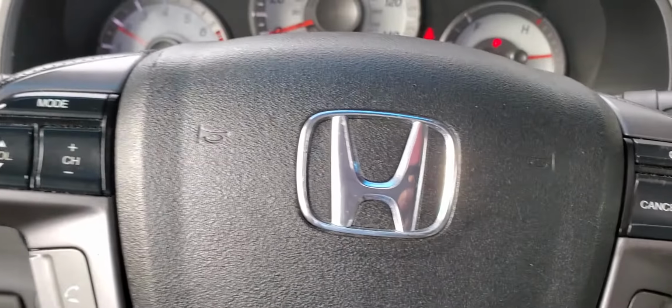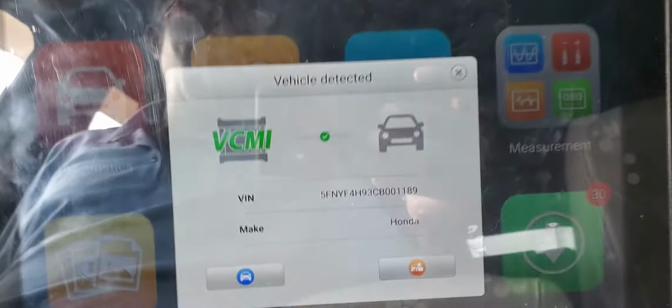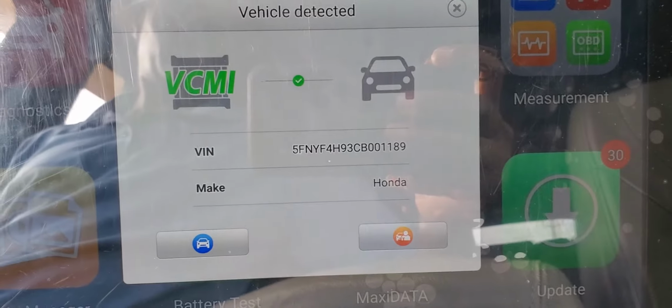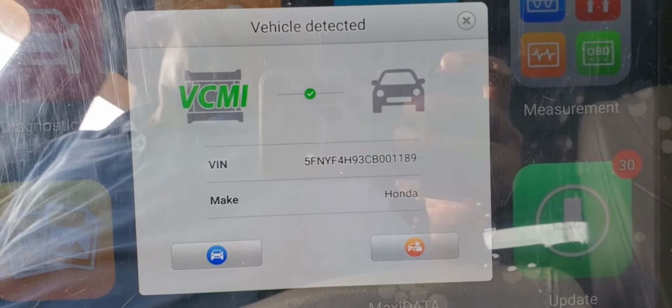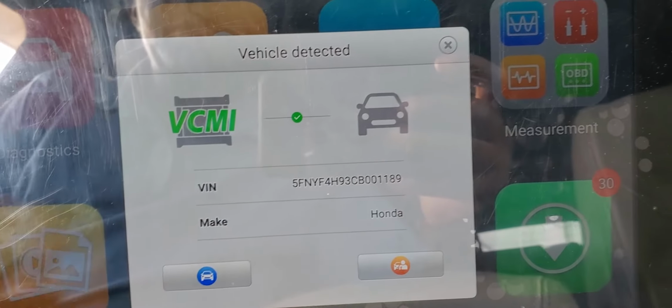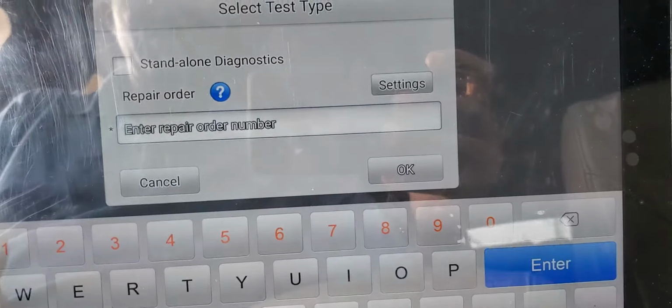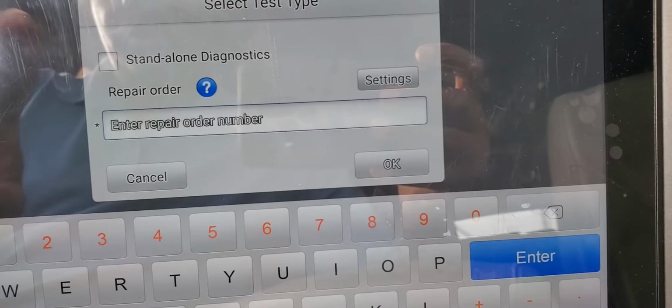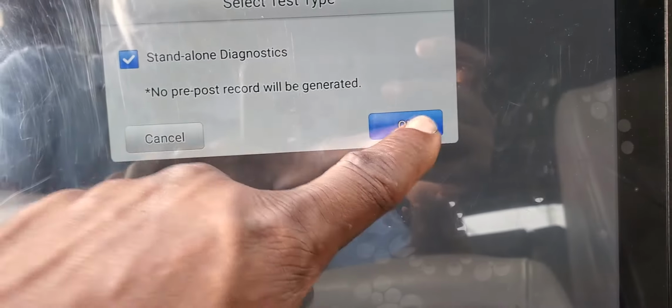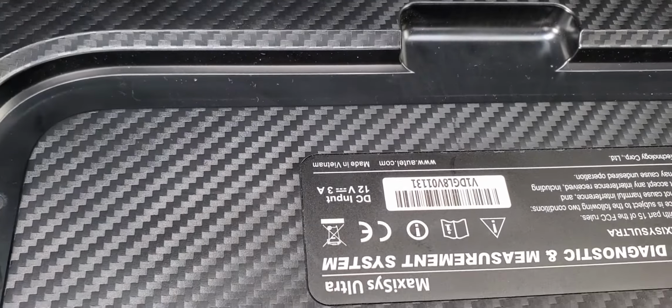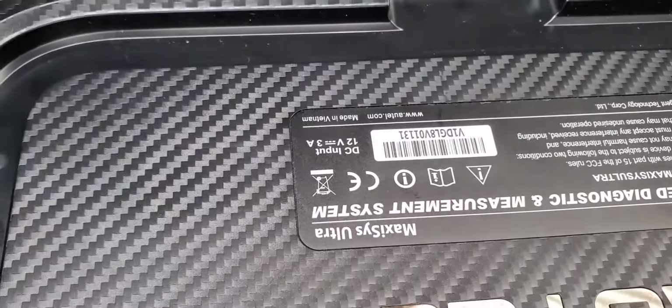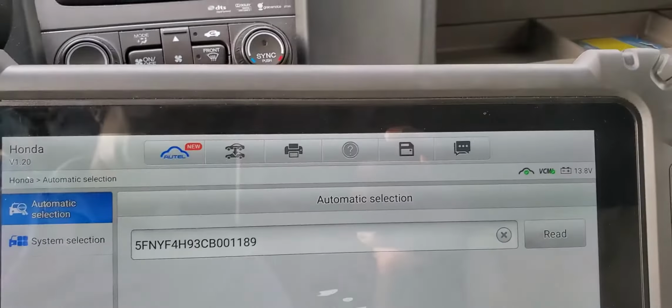I know Nissan has the ability, but Honda, I am not sure. So let's go together. This is the VIN number. Okay, I'm going to say okay here. We're using Autel Ultra. Is that Ultra? Let me see. Autel Ultra. You see here, Ultra. And then we have other tools, there's a lot of them.